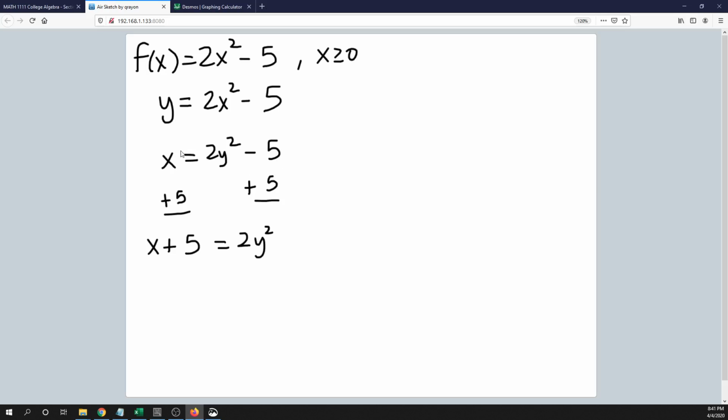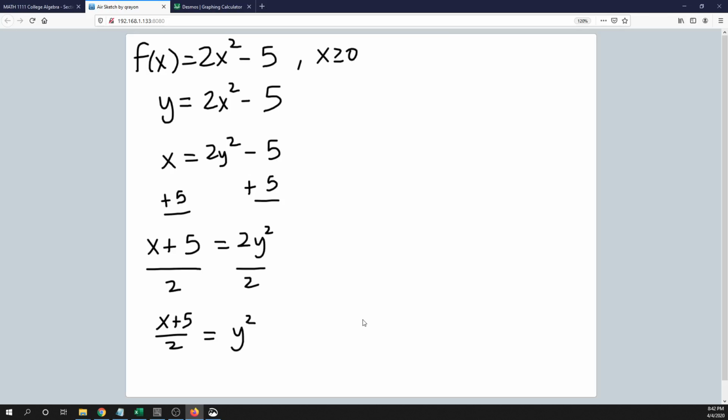So add 5 to both sides. I get x plus 5 equals 2y squared. And then to get the y squared by itself, I will divide both sides by 2. So I get x plus 5 over 2 equals y squared. All right, so I have the y squared by itself, and so I need to solve for y. I will do that by taking the square root of both sides.